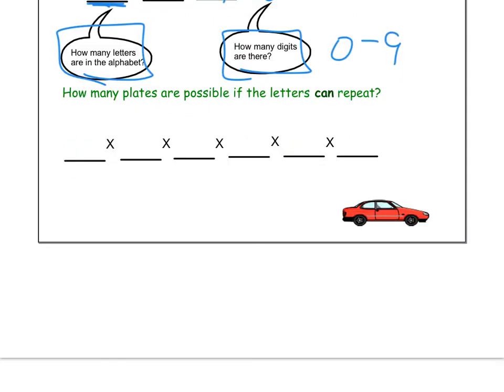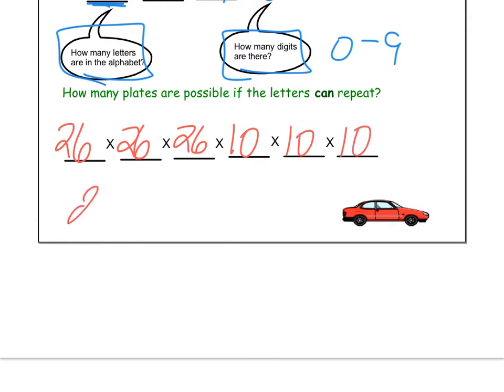Okay, let's continue. How many plates are possible if letters can repeat? So now the letters can repeat, meaning if we have 26, we choose a letter, we can use that exact same letter again. And the numbers, we would assume from the previous example, they can also still be repeated. So with your calculators, you can take 26 to the third power times 10 to the third power, and get a value for that.